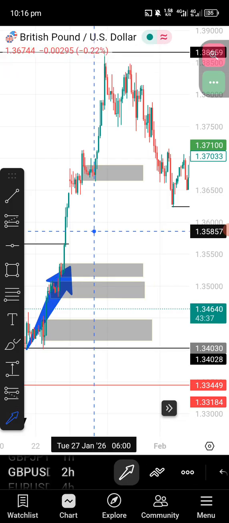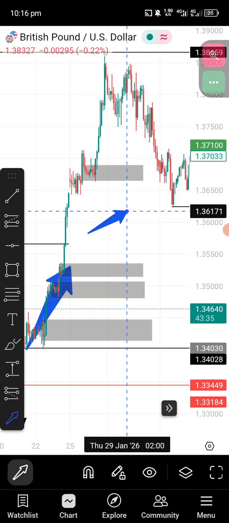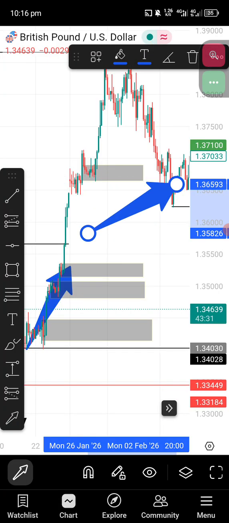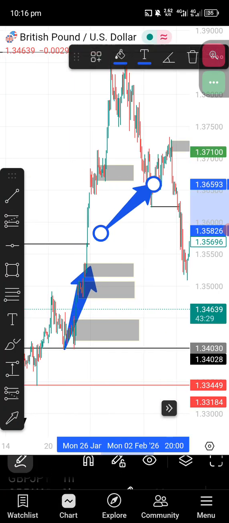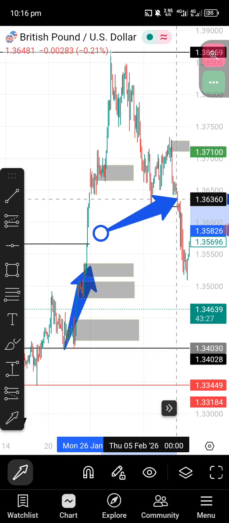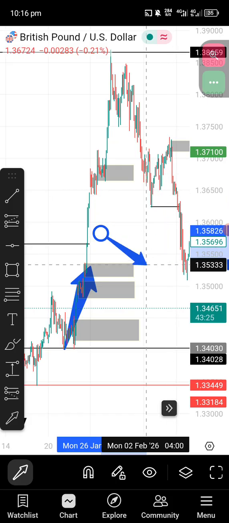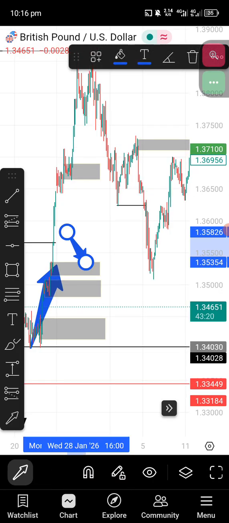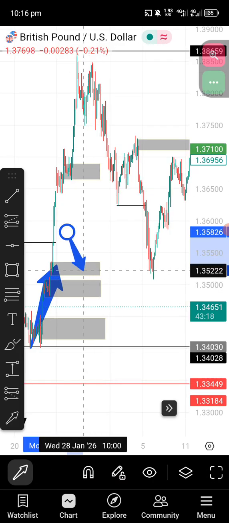Okay, let me just touch another one. Now you can see what GBP USD did. It came to this zone. It was unable to hold. You can see it was unable to hold, and market kept selling. It got to this zone. Now currently GBP USD, it came to this other block here.